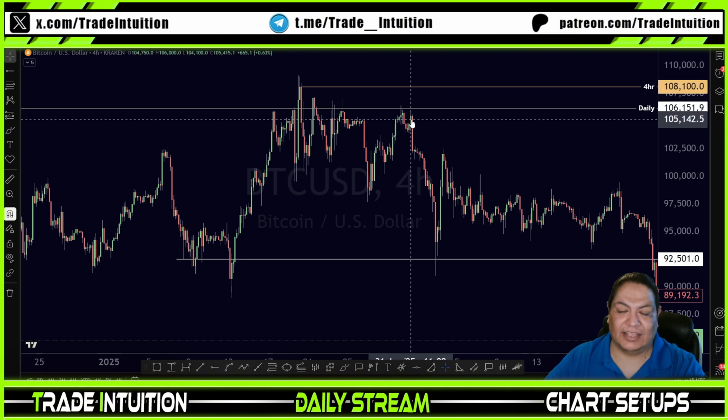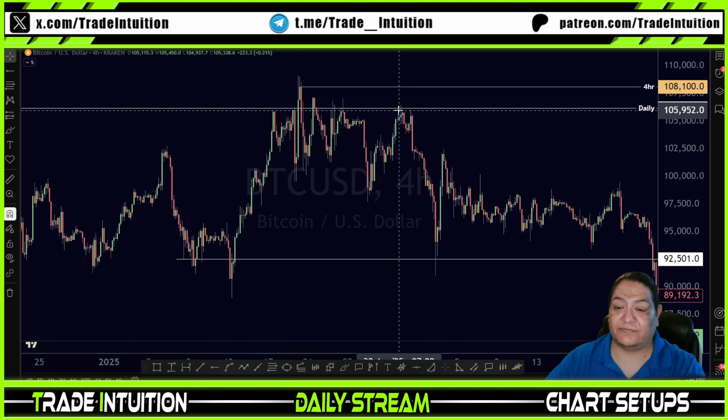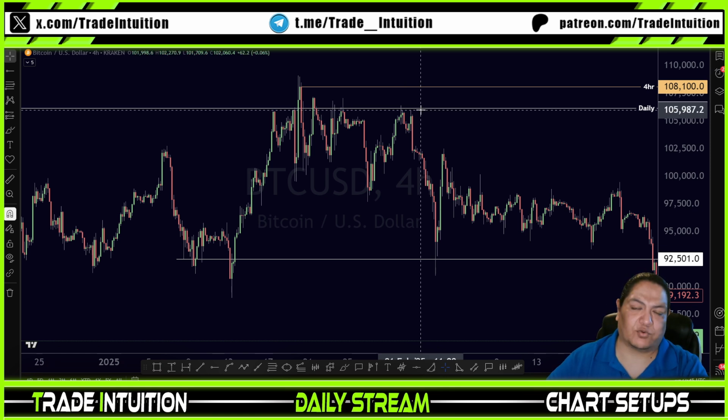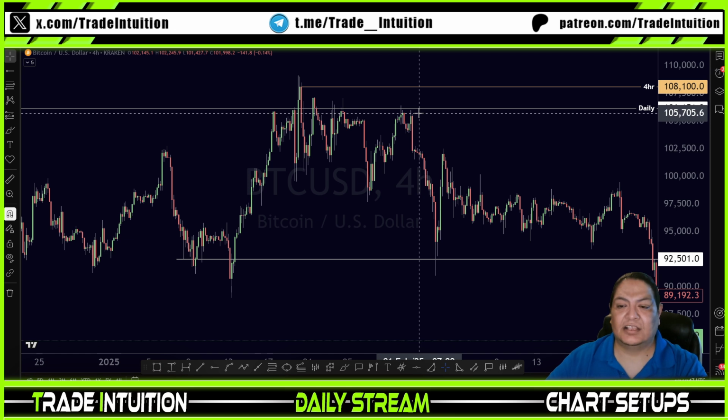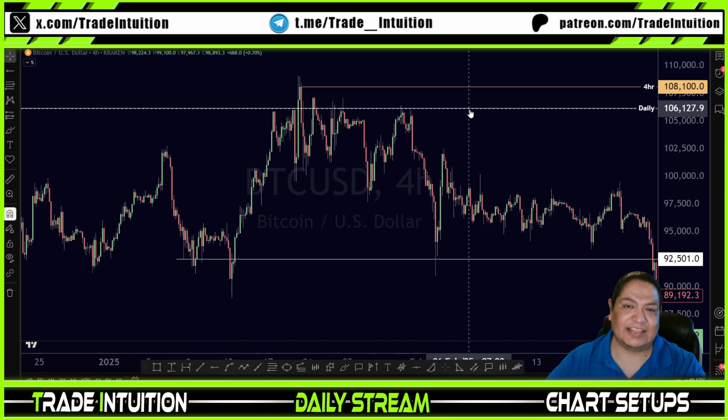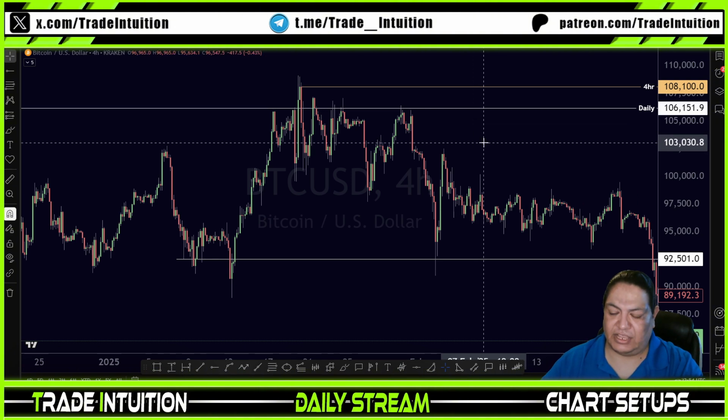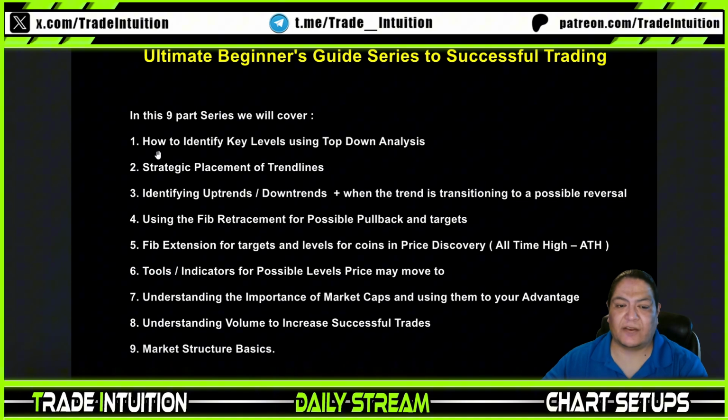Now, all of these levels have their own strength. A 15-minute has its own strength as far as the level goes. A 5-minute has its own strength. Just know it's much easier to break through a 5-minute support resistance than a daily. The daily can still be broken, but it's a little bit different. It's stronger.